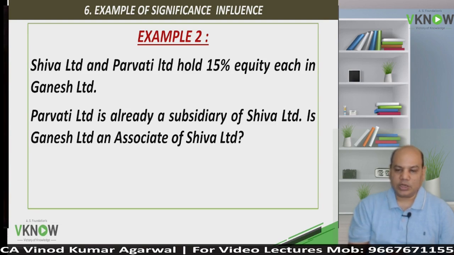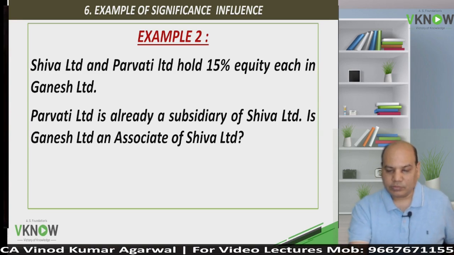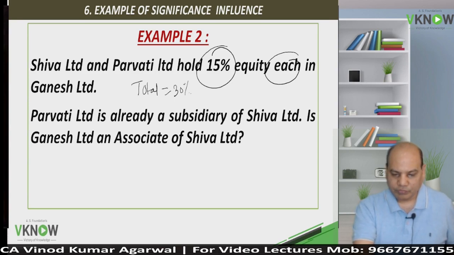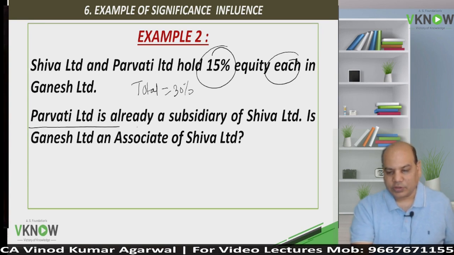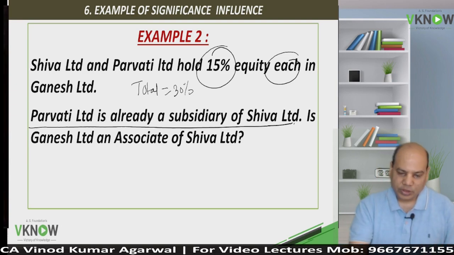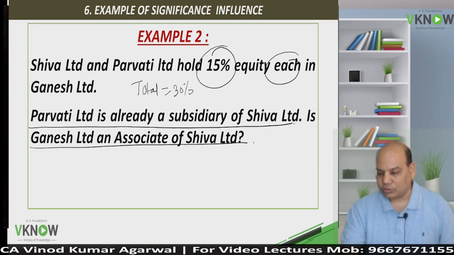Shiva and Parvati Limited holds 15% equity share in Ganesha Limited. Same problem, but here it is 15% each. So total 30%. And who is Parvati? Parvati is the subsidiary of Shiva. Like the previous question, Shiva and Parvati together they are holding 30% share in Ganesha Limited. Is Ganesha Limited an associate of Shiva Limited? What is your answer? Yes or no?